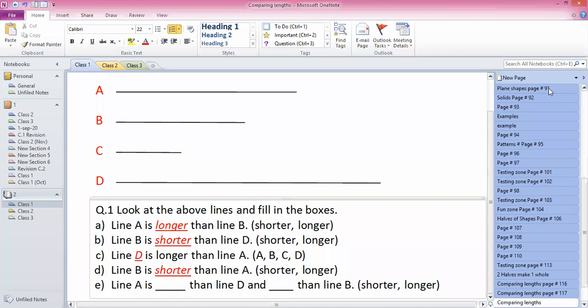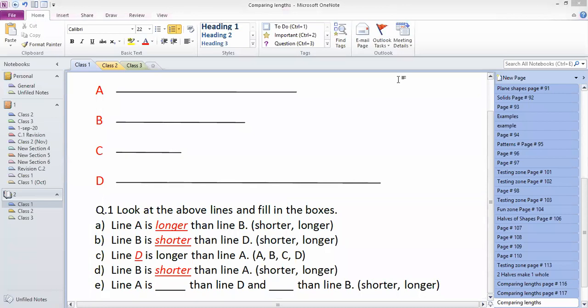Very good, Siddiq Ghalib. Abdul Malik Hassan, very good. Muhammad Talha, very good. Check line A with line D. Line A is dash than line D, shorter or longer. Then for this blank, check line A with line B, that A is longer than B or shorter than B.